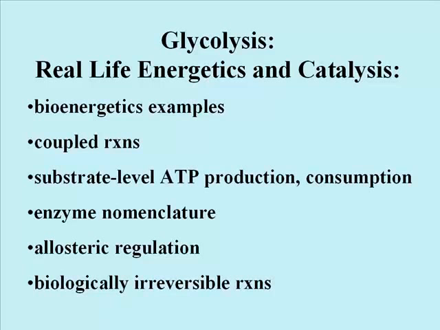As we move through the glycolytic pathway, we'll do some real-life energetics problems. We'll try to understand the concept of coupled reactions and the role of substrate-level phosphorylation in the production of ATP. We're also going to see that there is some investment of free energy, some consumption of ATP, that is necessary to get glycolysis underway, to get it started. When we study the enzymes of glycolysis, we'll also look at the logic of allosteric regulation of this pathway and the implications of biologically irreversible reactions.